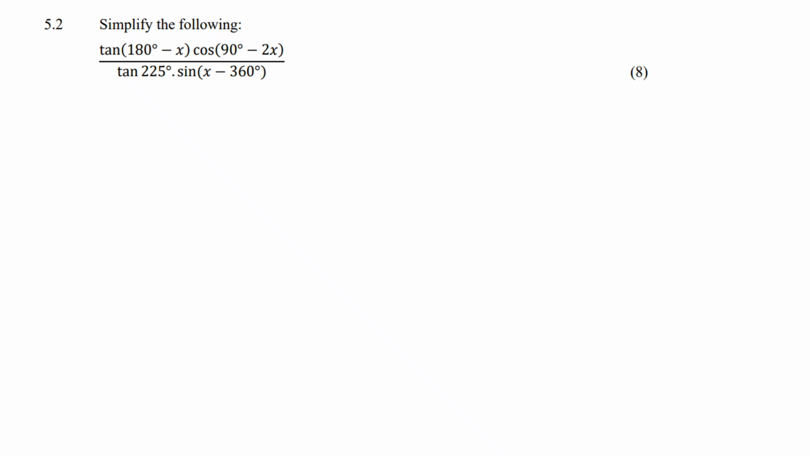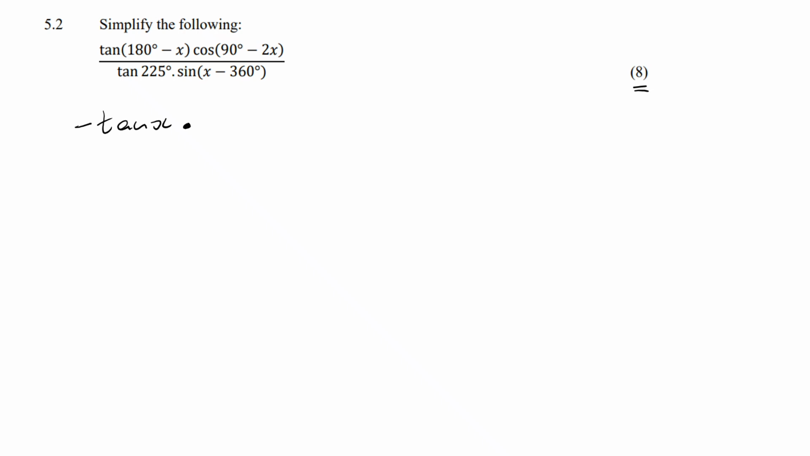Next question, they are asking you to simplify the following. How do we simplify this? Why is this question 8 marks? Let's start with the reduction formula. You ask yourself, where is 180 minus x? That's quadrant 2. How is tan in quadrant 2? Negative. So that will be negative tan x. Remember, there's a mark for that. Already you have 1 mark.